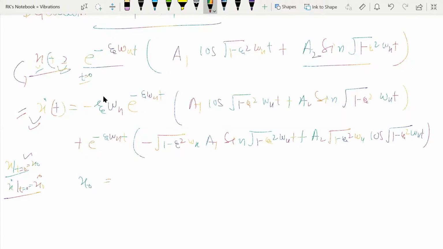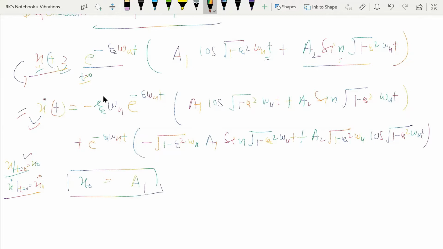In this equation we'll put t equals 0, right? So the exponential becomes 1, and this becomes A1. The cosine term becomes 1 and the sine term becomes 0. So here we'll get only A1. So A1 equals x naught, right?